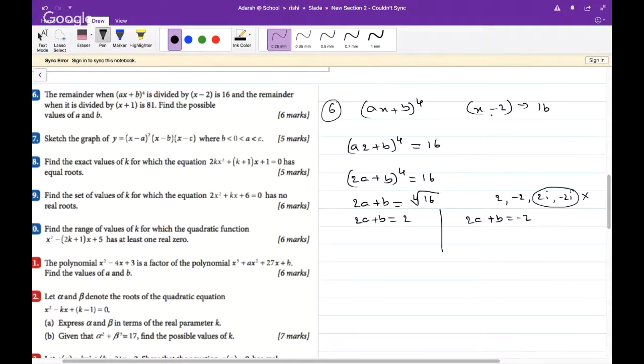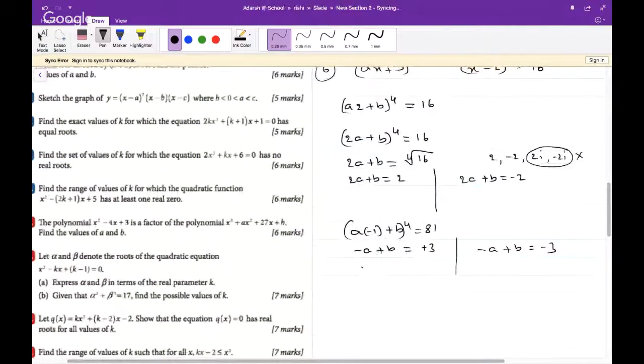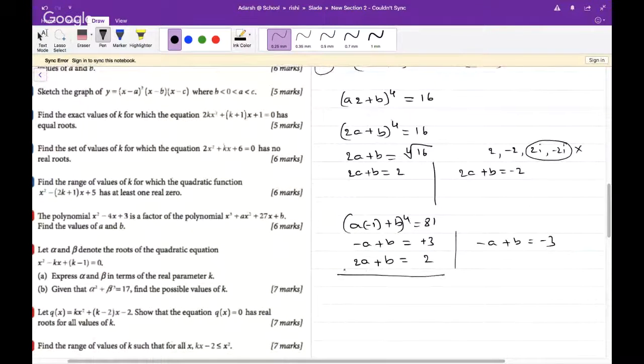Then the second equation, the second part, they say that x equal to minus 1. So (a into minus 1 plus b) whole to the power 4 is equal to 81. So now you get minus a plus b is equal to the fourth root of 81, which is plus 3 or minus 3. So let's take these two. So change the signs.